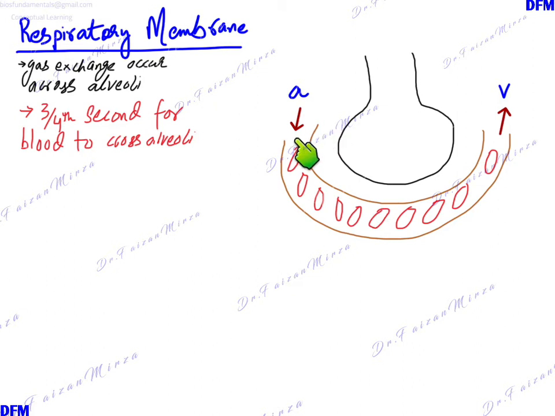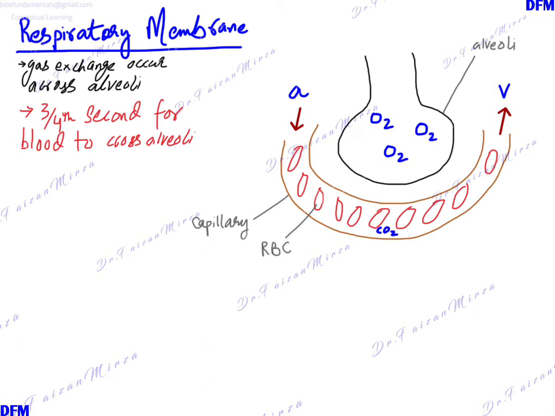This is the arterial end of the capillary, this is the venule end of the capillary, and this is the alveoli. You can see the capillary blood, red blood cells and plasma as well. Carbon dioxide comes in blood and oxygen is there in the alveolar air. Exchange will occur through the single cell lining of the alveoli as well as the single cell lining of the blood capillary.